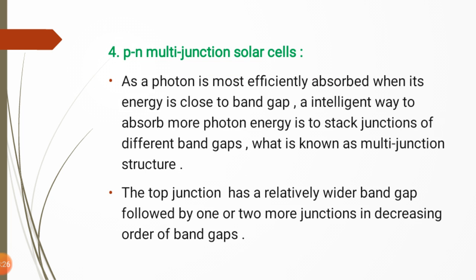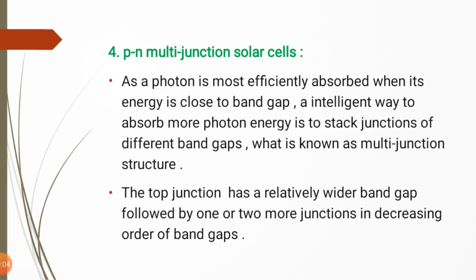Next is the p-n multi-junction solar cells. As a photon is most efficiently absorbed when its energy is close to the band gap, an intelligent way to absorb more photon energy is to stack junctions of different band gaps, what is known as a multi-junction structure. That means when we make solar radiation incident on the solar cell, there is absorption of the photon. Those photons are absorbed whose energy is equal to the band gap of that semiconductor material.